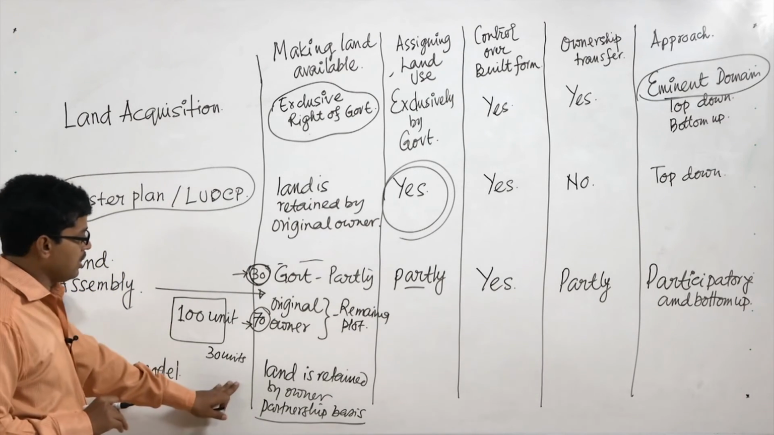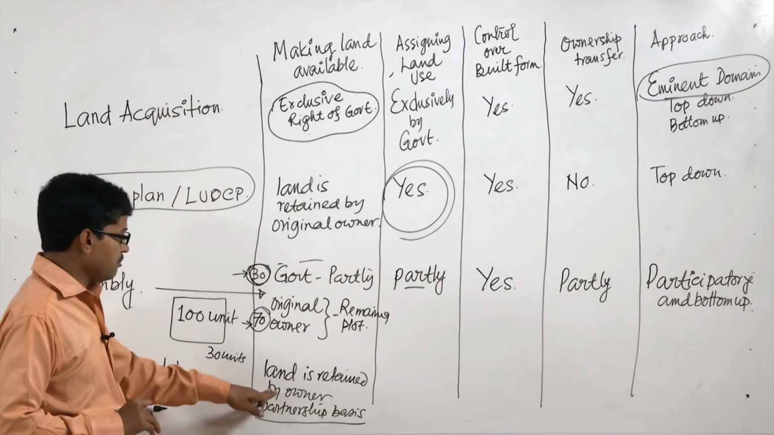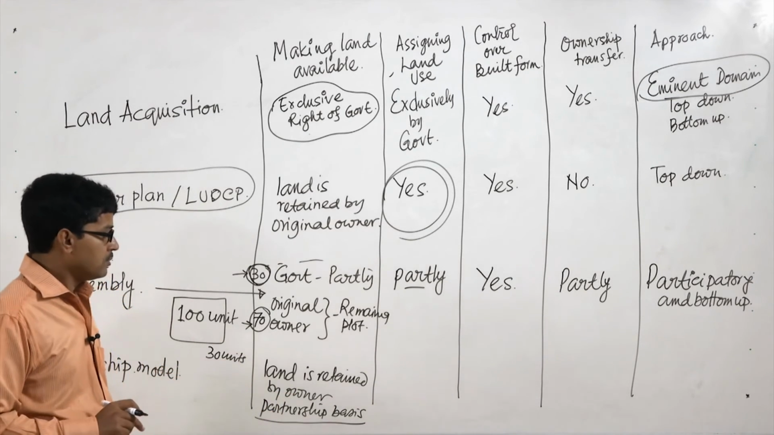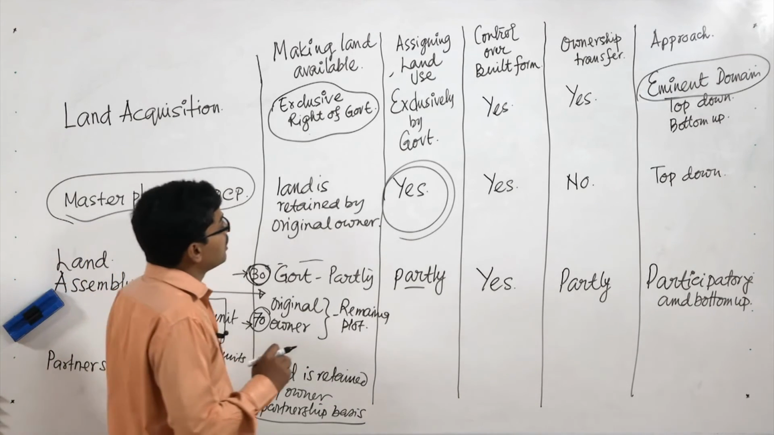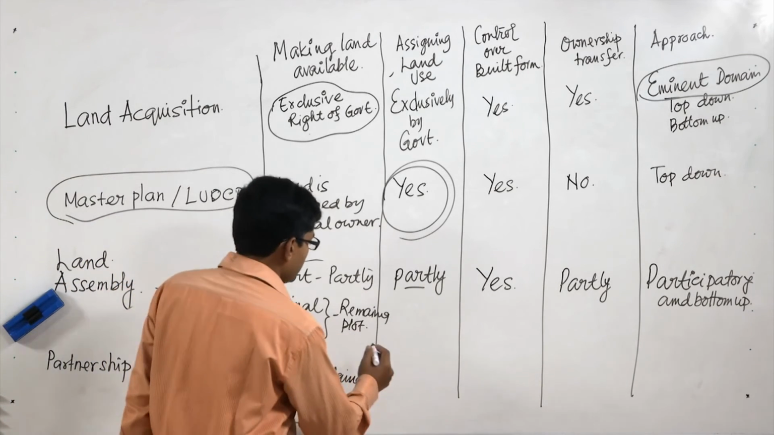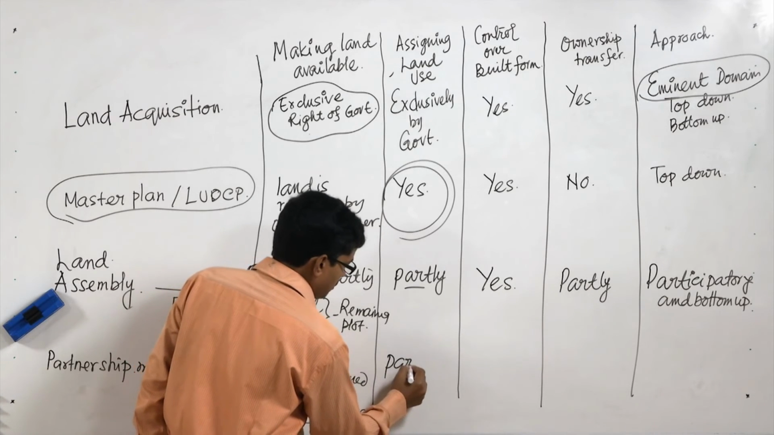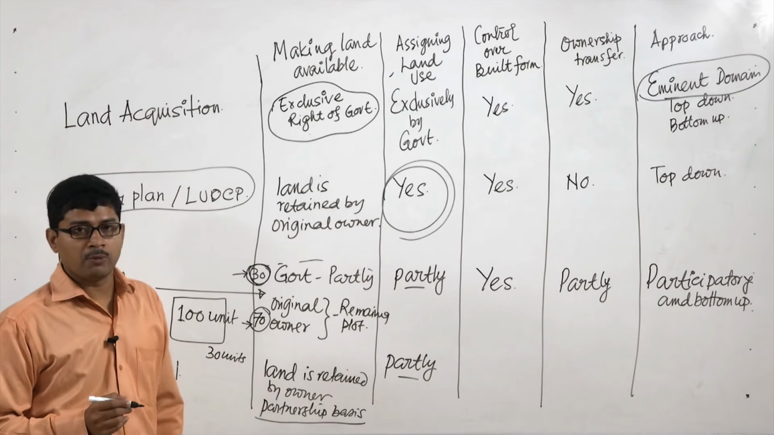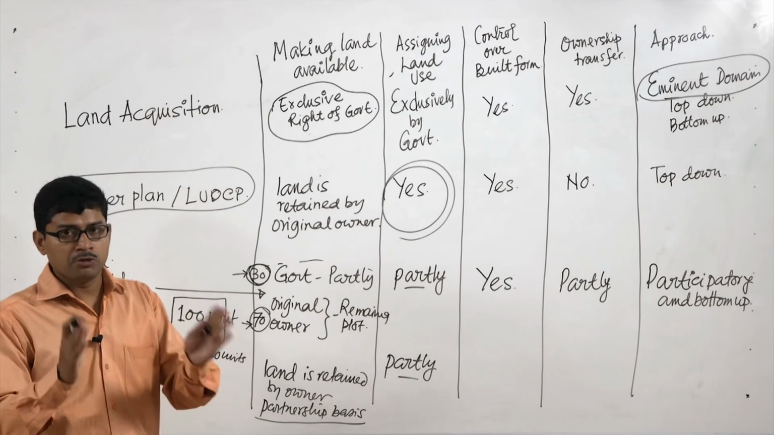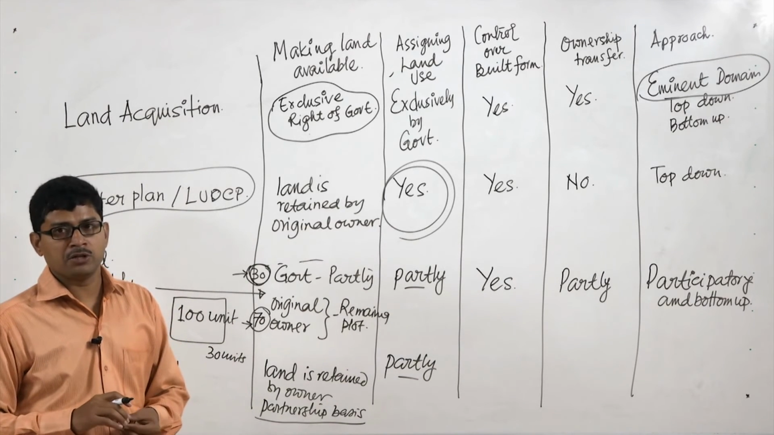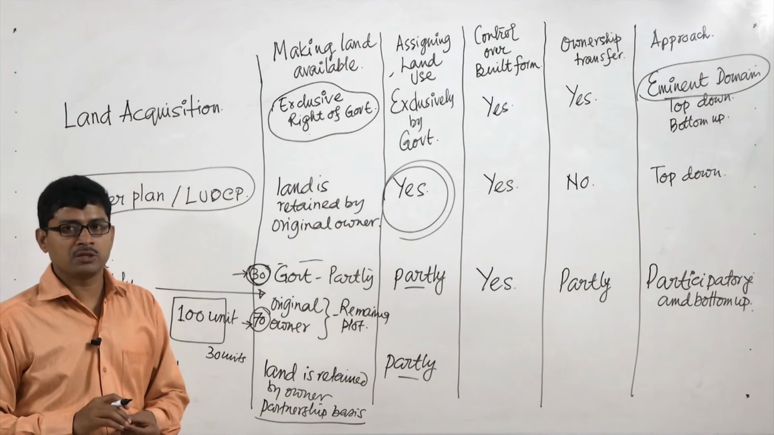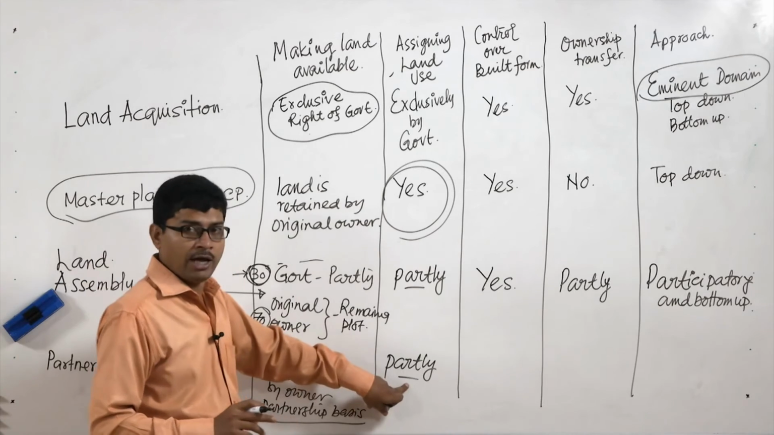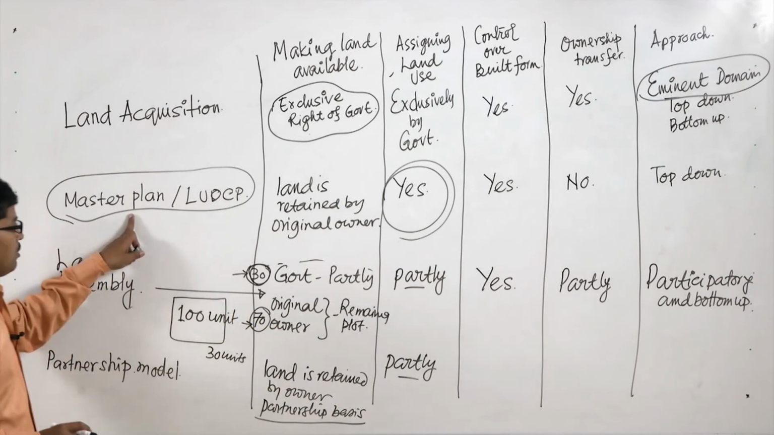In the partnership model we said that the land is retained by the owner, or it is based on the partnership, how the land is owned; it can be shared also. So here assigning land use is partly, because the land use prescription depends on the government's overall policy for the use of that particular land, and it depends on the effective negotiation between the government and the private party, but definitely it will not violate the overall master plan or LUDCP.